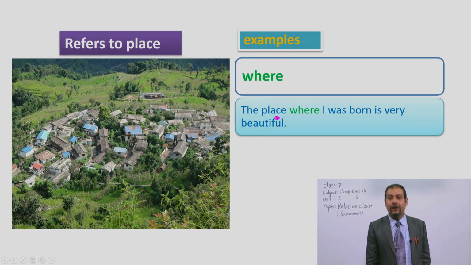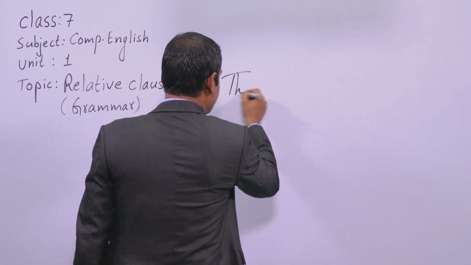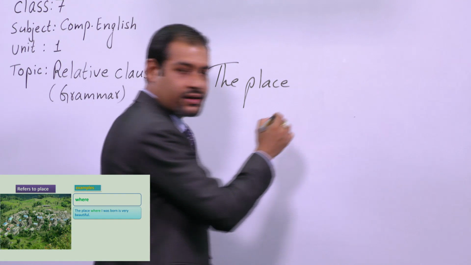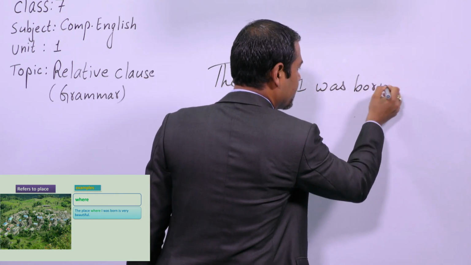Do you know? If you want to break this sentence into two, how do you break? You can write down, the place I was born, full stop, and then you can write down again, it is very beautiful. Okay, let's try one thing. The place, P-L-A-C-E, place, I was born, B-O-R-N, born.